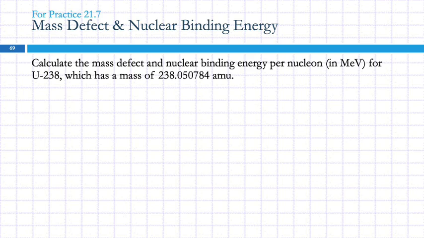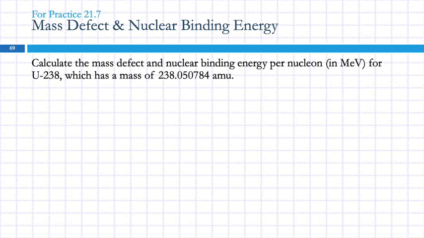Calculate the mass defect and nuclear binding energy per nucleon in mega electron volts for uranium-238, which has a mass of 238.050784. And no, that would be too easy. So what do we need here? We need to calculate the mass of the components of a uranium-238 nucleus.